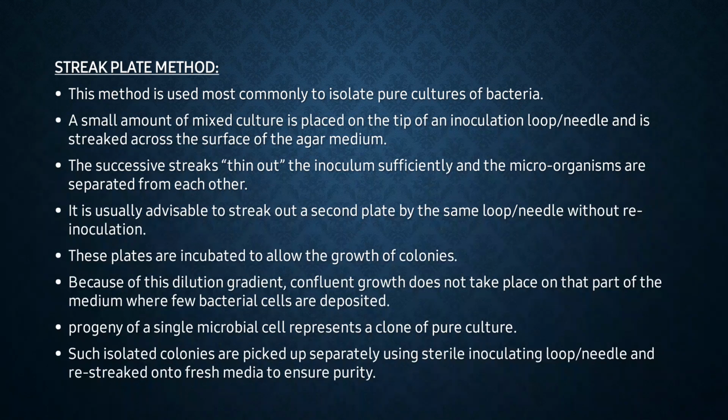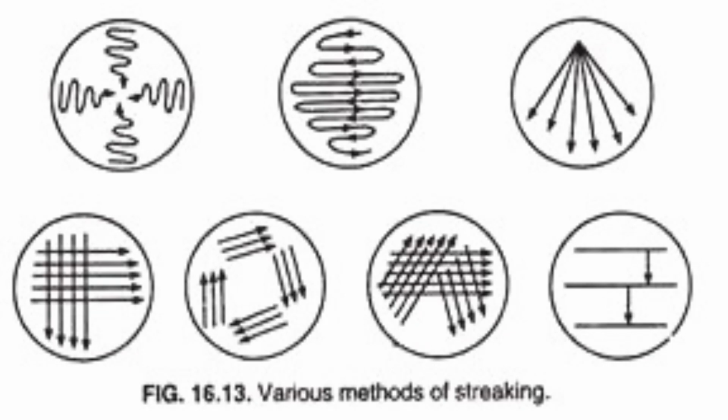Because of this dilution gradient, confluent growth does not take place on that part of the medium where few bacterial cells are deposited. Progeny of single microbial cells represent a clone of pure culture. This is the method of streaking. There are various methods of streaking. One is T-streaking, continuous streaking, etc. Quadrant streaking.